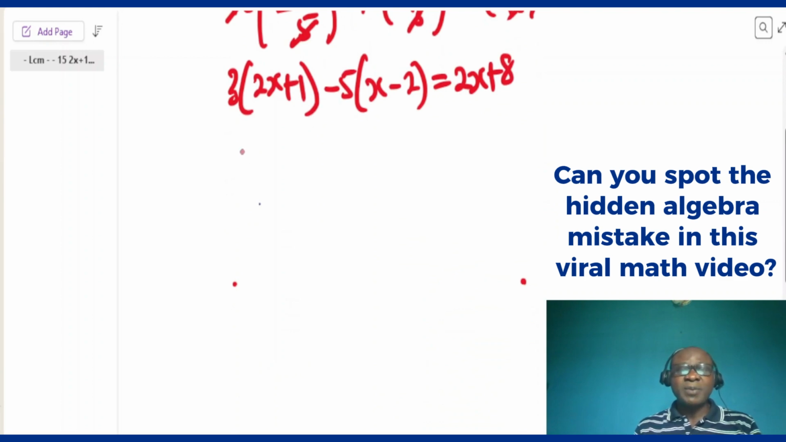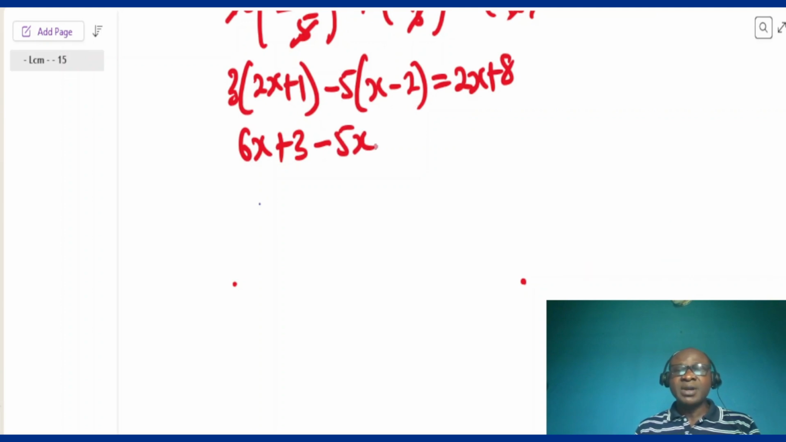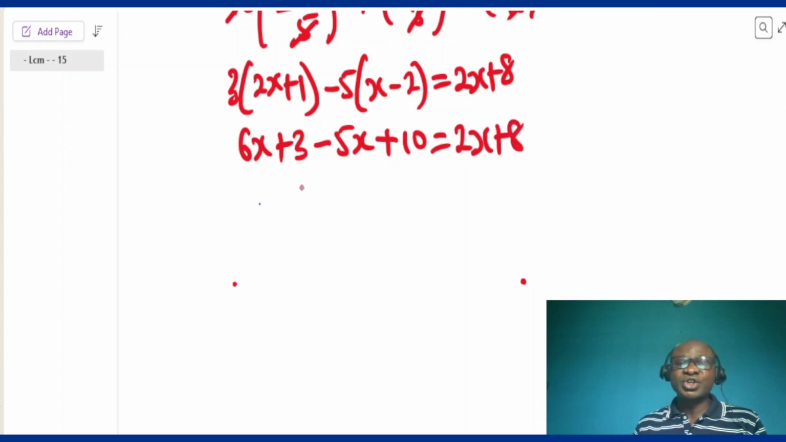That is 3 will multiply 2x to give me 6x. 3 will multiply 1 to give me 3. Next, I have minus 5 multiply x will give me minus 5x. And minus 5 multiply minus 2 will give me plus 10. And on the right hand side, I still have 2x + 8. This is beautiful. The next thing I will do is collection of like terms.